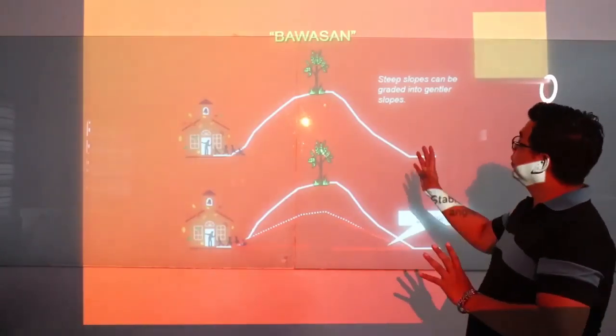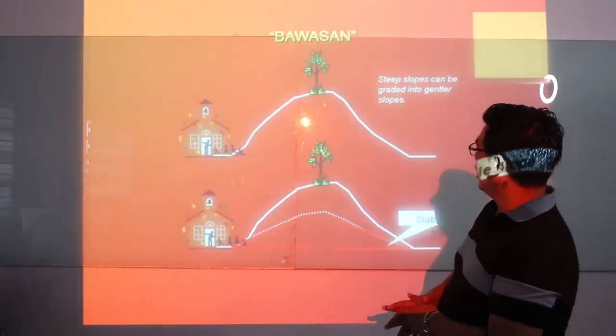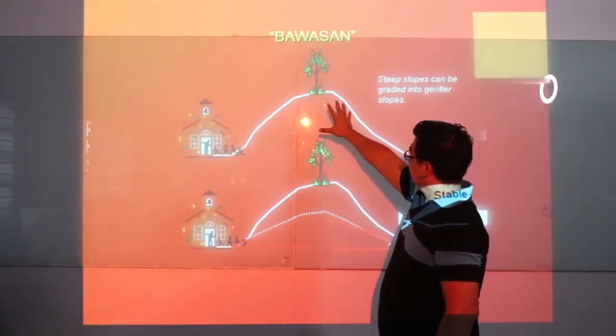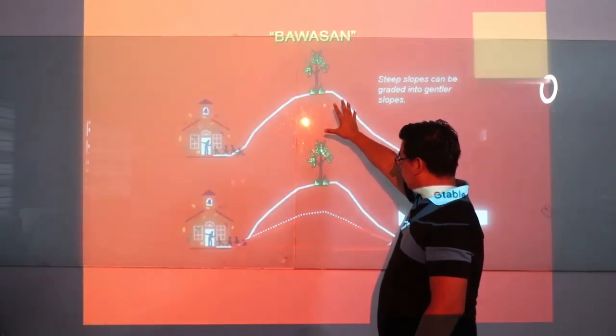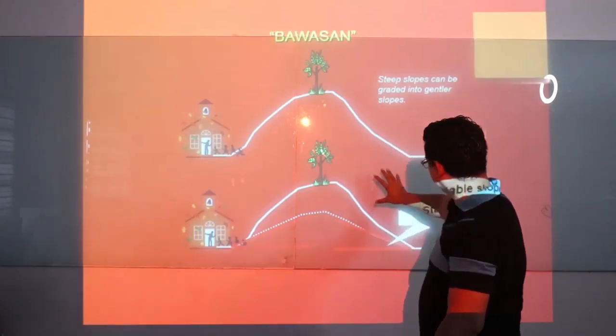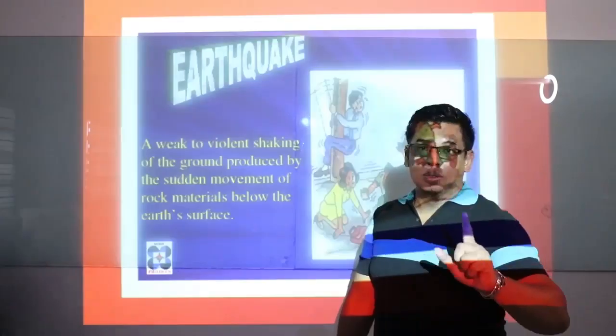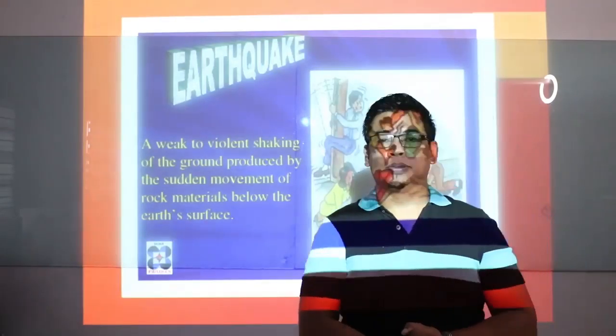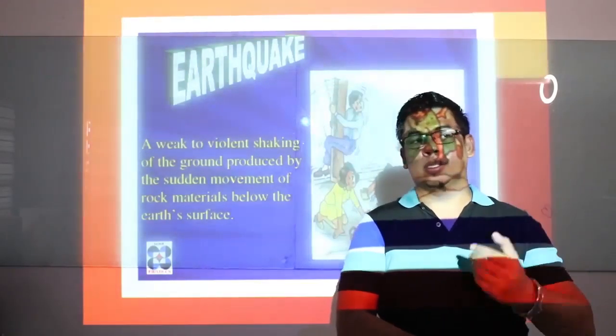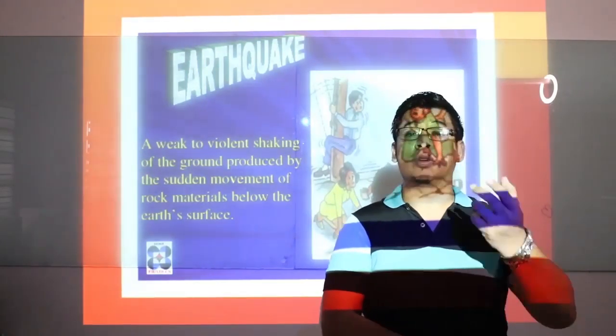So this is what we call the steep slopes. Right? Now, the landmass is formed at the upper end. When it tends to weaken, what will happen? Debris will go down. Right? This is one of the greatest concerns, what we call earthquakes.